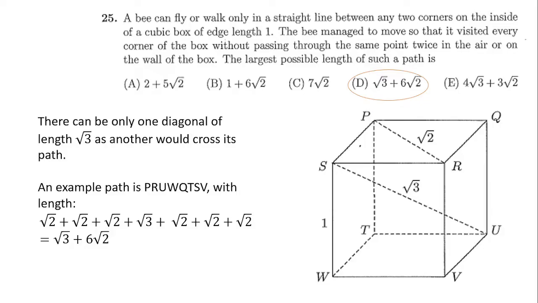Since you can't have 2 paths crossing at the same point, there can only be 1 diagonal of root 3, because otherwise it would cross at the middle of the cube. And I've found an example path of the longest length, which has a length of root 3 plus 6 root 2.